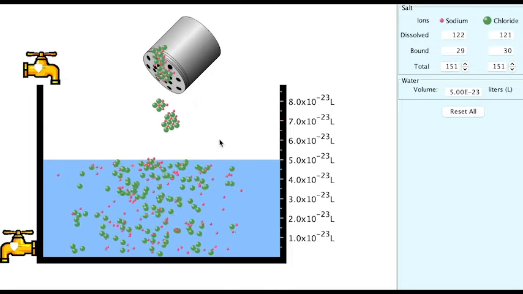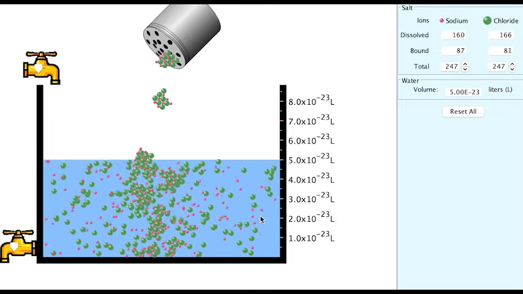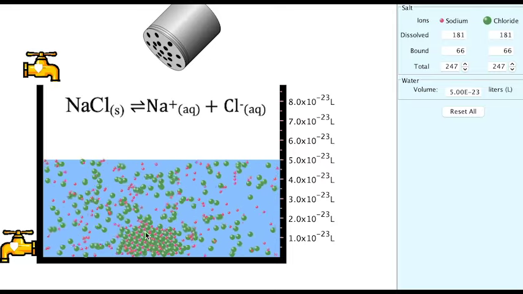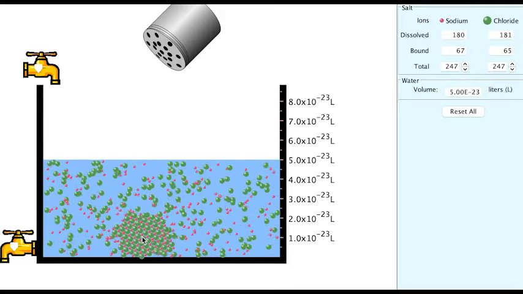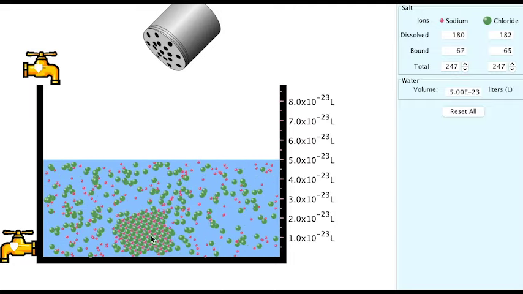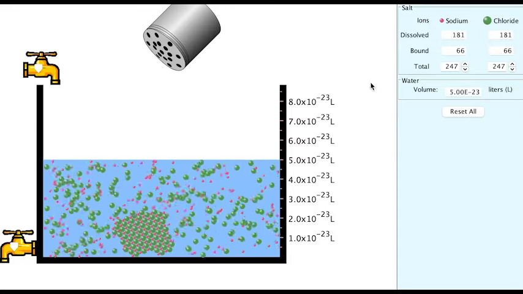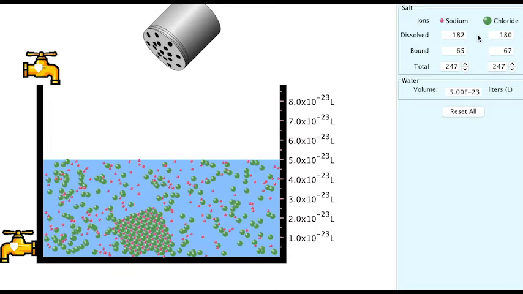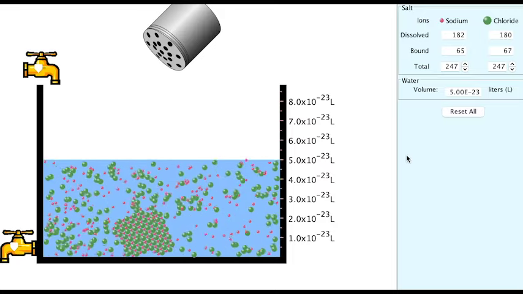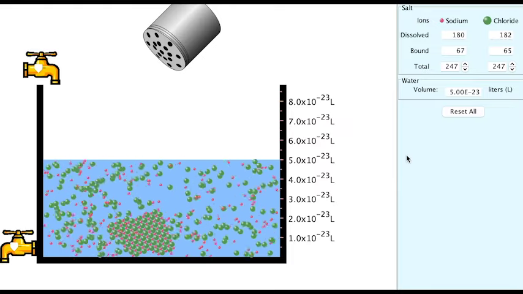So we are dissolving sodium chloride. Sodium chloride is very soluble. Okay, now the solution is saturated. In a saturated solution, an equilibrium exists between the sodium chloride in solid state and the sodium ions as well as the chloride ions. In this case, the amount of dissolved sodium ions and chloride ions is almost constant, but both dissociation and association still occur at the same rate. So we are now in a dynamic equilibrium.